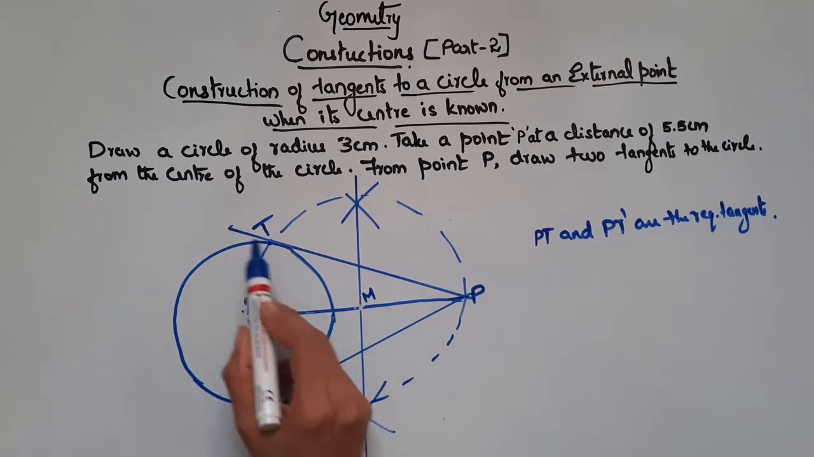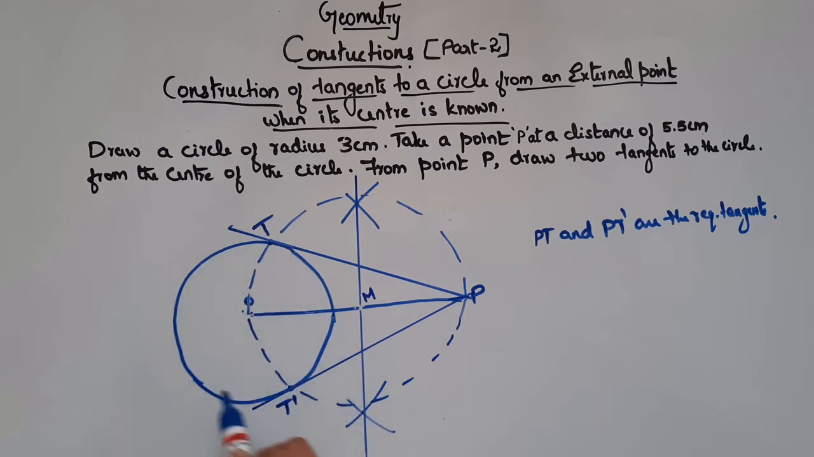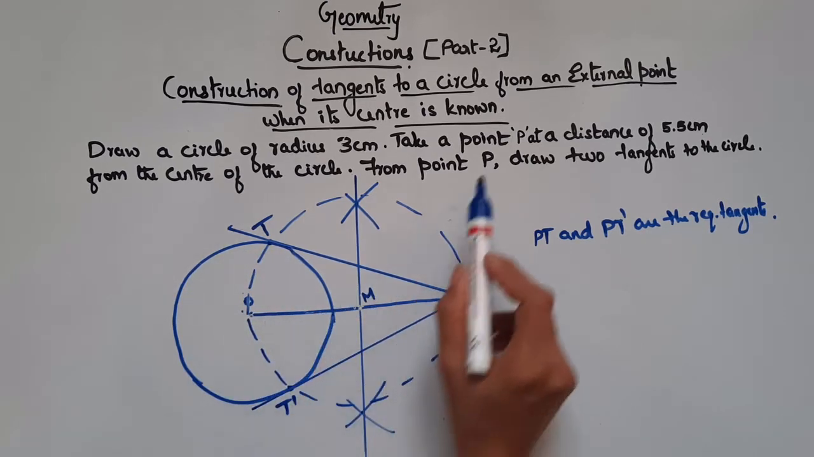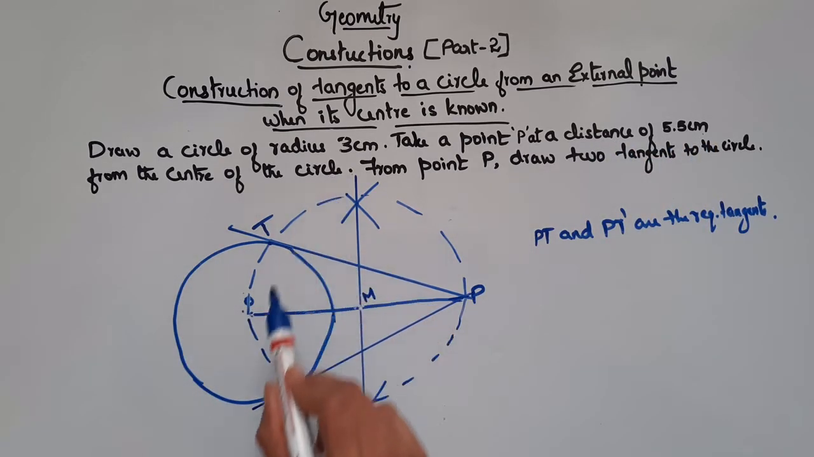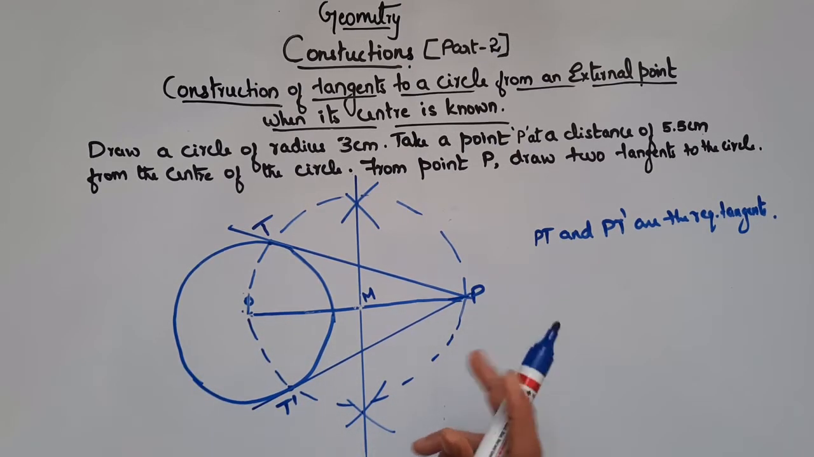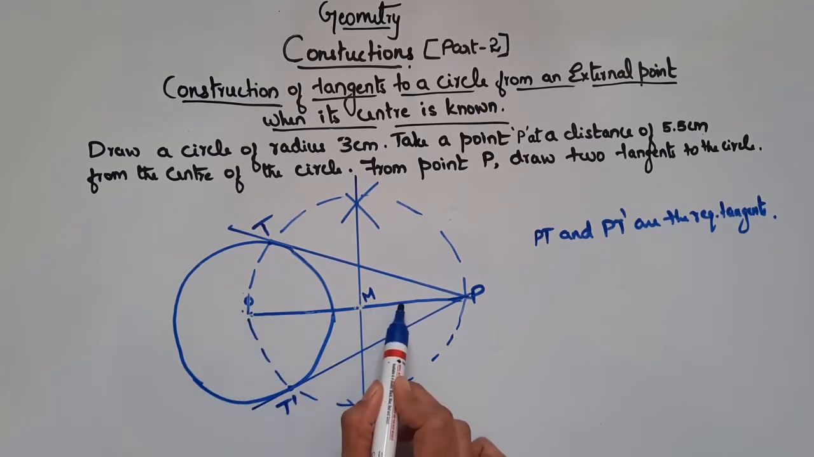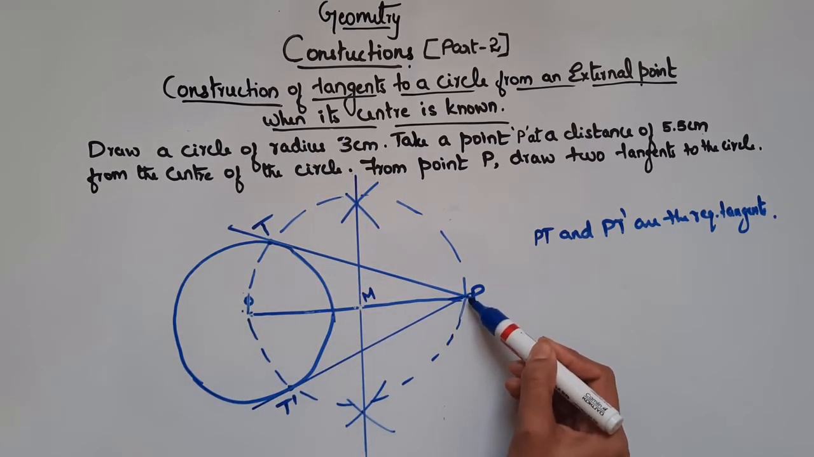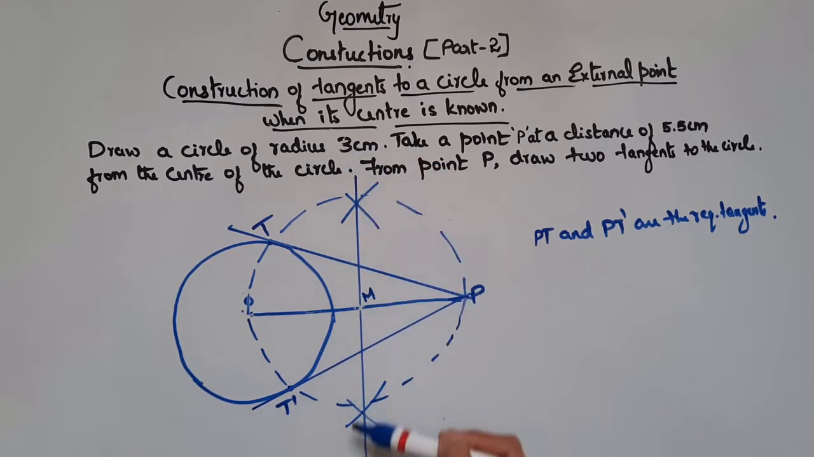So I repeat, first you will take a circle of given radius. Here given radius is 3 cm. So you will draw a circle of radius 3 cm. Then you will take a point P which is at a distance of 5.5 cm from the center of the circle. That is your point P. So now you will take a perpendicular bisector. That is, you have to take a length greater than half. Then you will cut like this. Same length you will keep at point P and cut like this. So you will draw a perpendicular bisector.